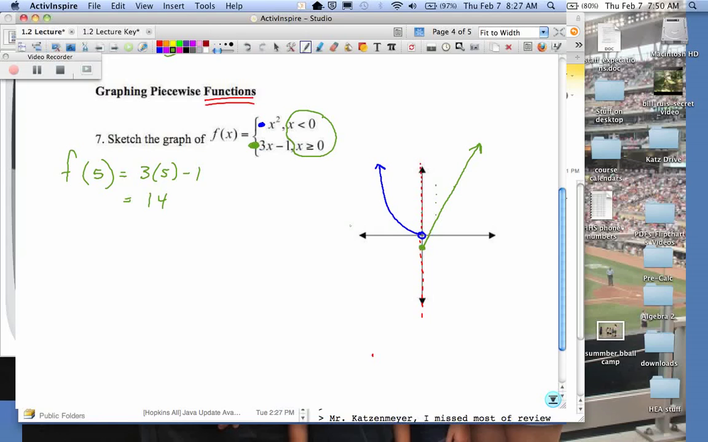Now, the green line does want to continue extending this way, right? But you can't come across the red line. You're only supposed to be on the positive side of x, and the blue line is on the negative side of x.